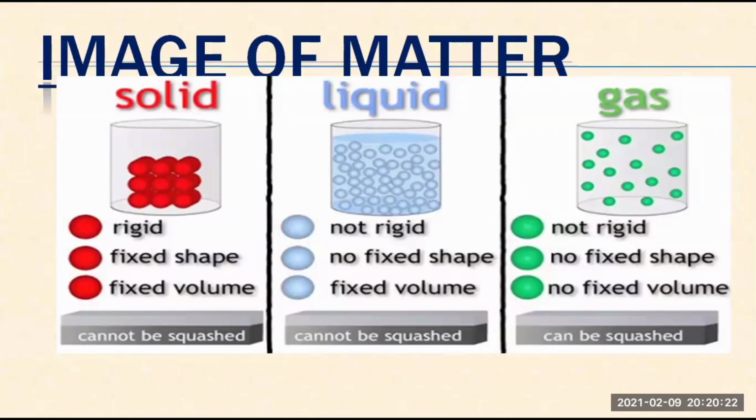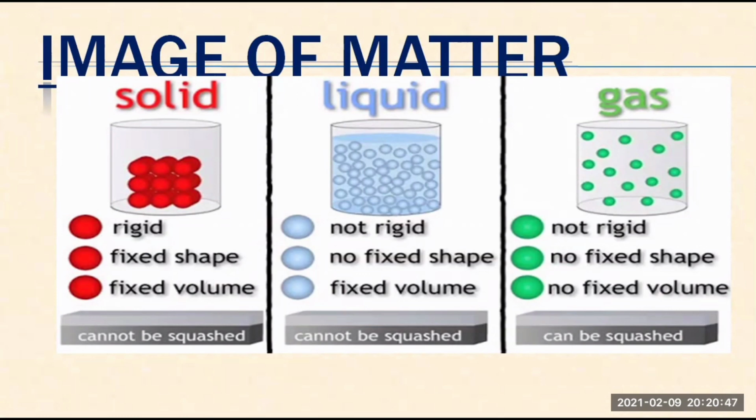Well, the solid matter is structurally rigid, and it has a fixed shape. The intermolecular space is very small, and the molecules are attached together in a very tight way. They also have a fixed volume.